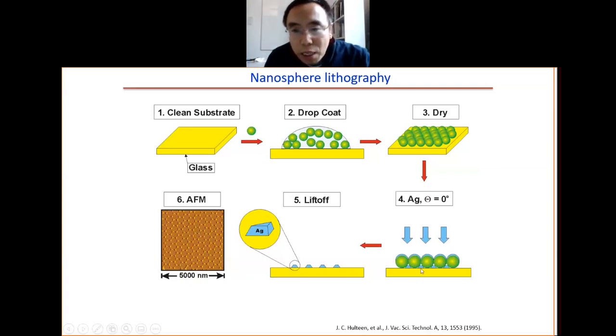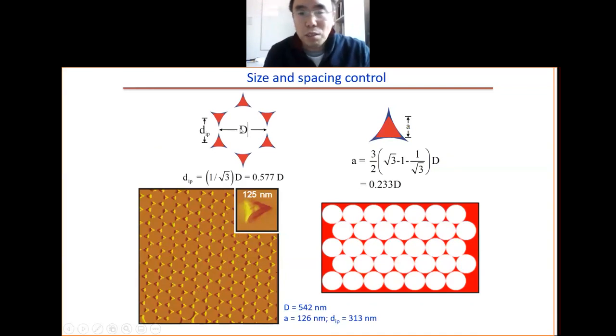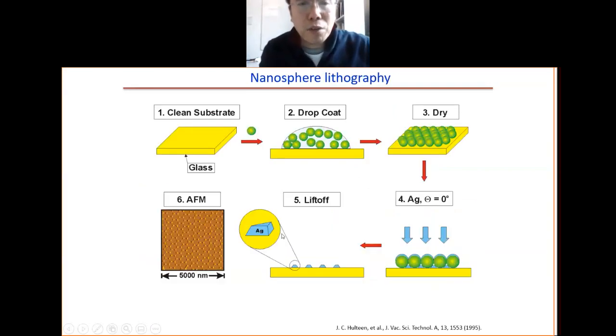The silver, you can see, is at the gaps of these nanospheres. So we have this kind of shape. The white color is the nanosphere, and the red color here is the silver. This nanosphere lithography was first discovered in 1984. But it became widely utilized by the Van Duyne group from Northwestern University. The professor is Van Duyne from Northwestern University.